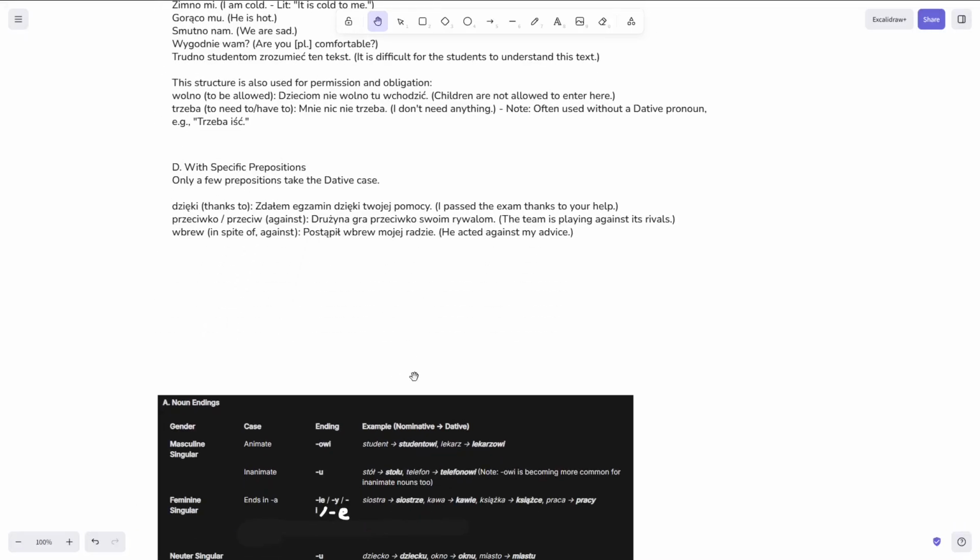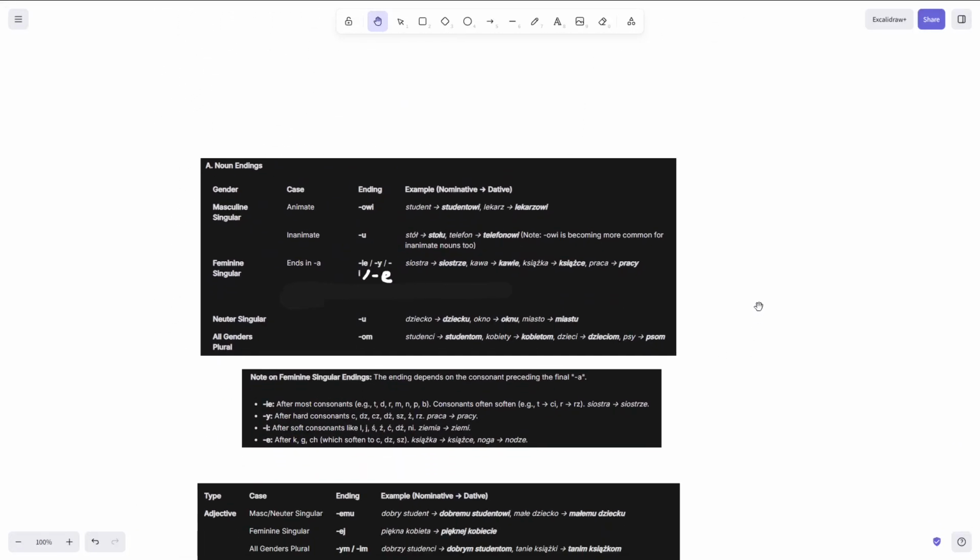Okay, so after we've covered the use cases, let's go over the endings, which is where the fun begins, right? So let's start off with the toughest one, I guess, which is the masculine singular.